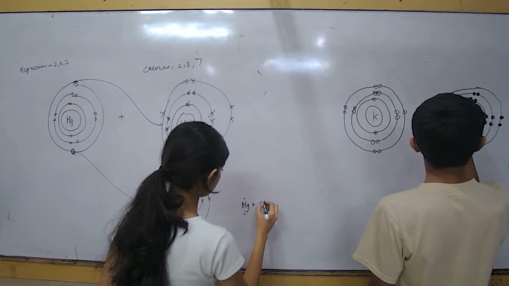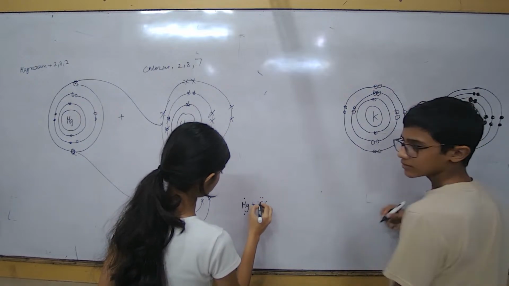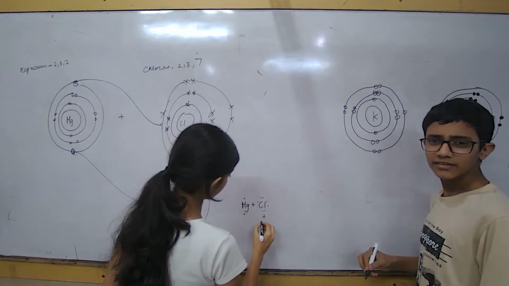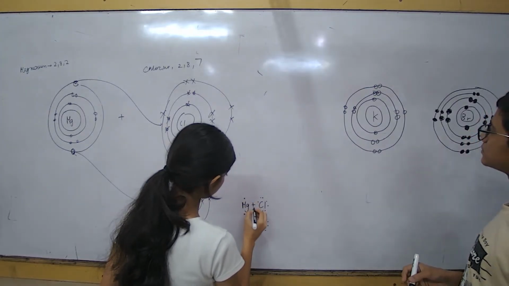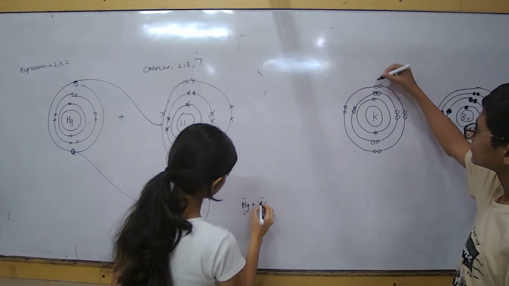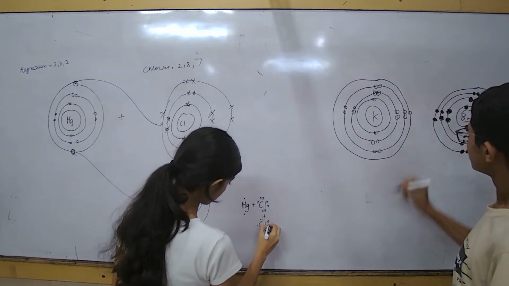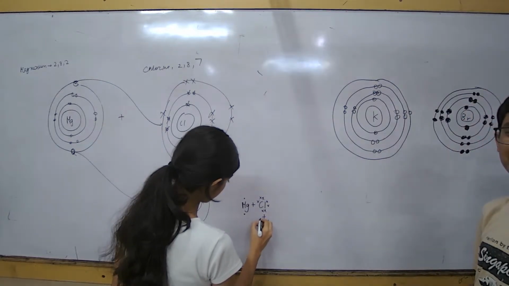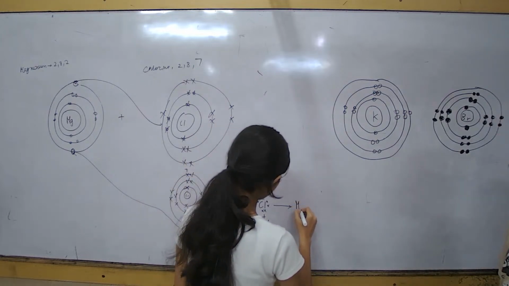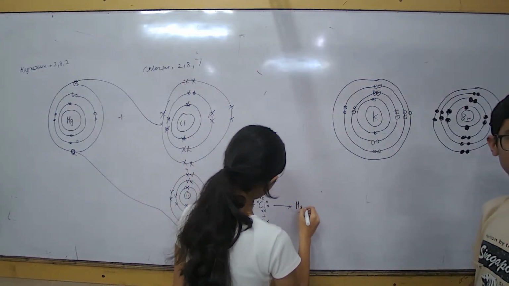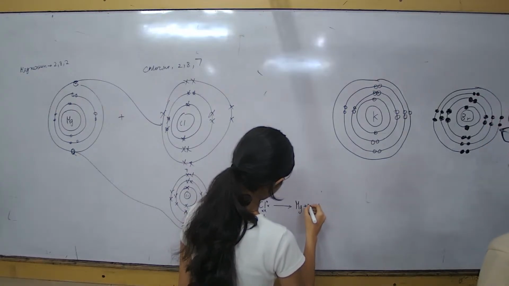Actually 19. What you wrote there is 17. 2, 8, 8, 1 is the configuration of potassium, 19. And bromine is what now? 2, 8, 18, 7. Ah, 2, 8, 18 and 7.